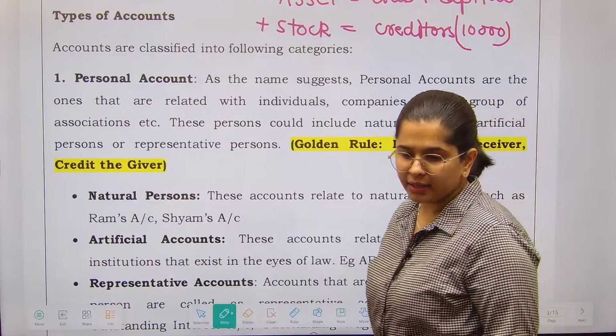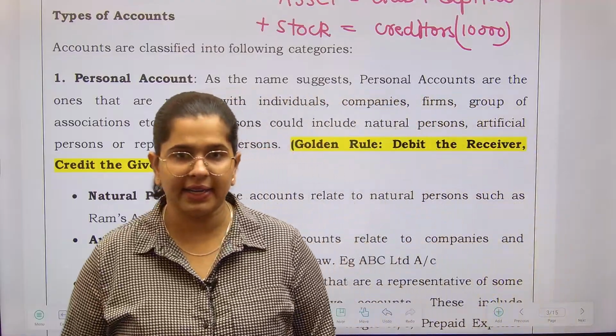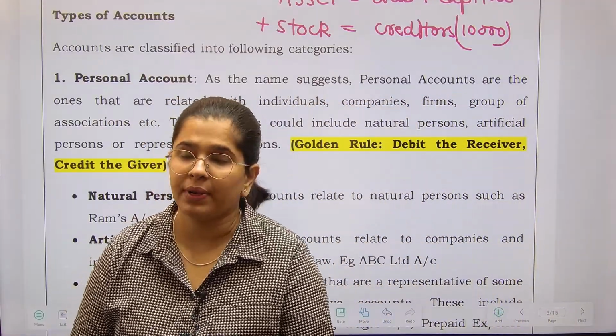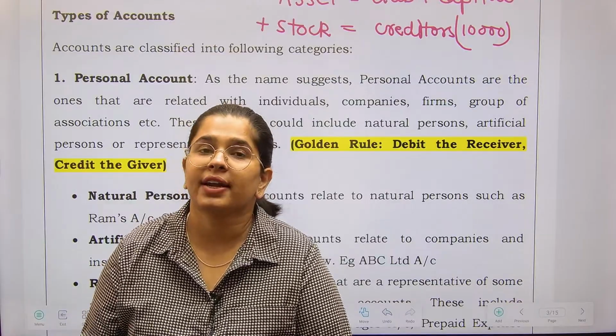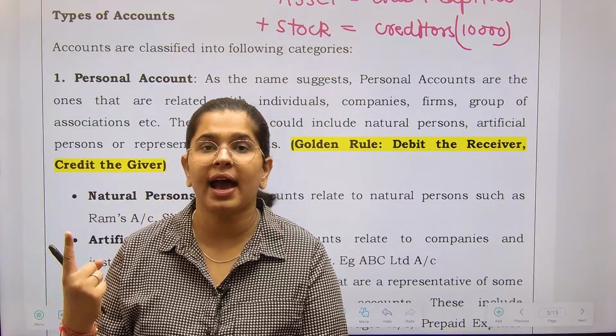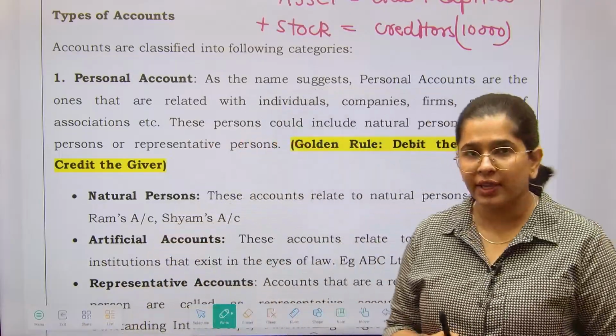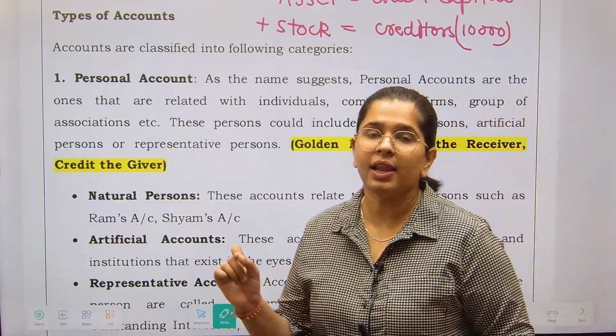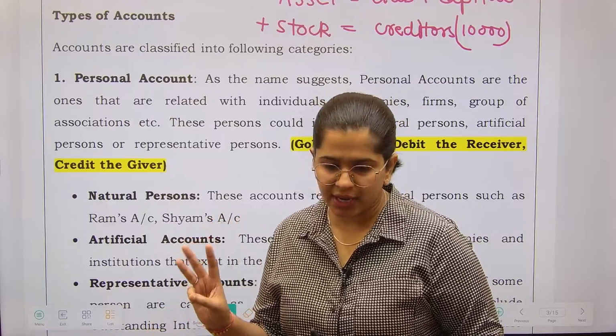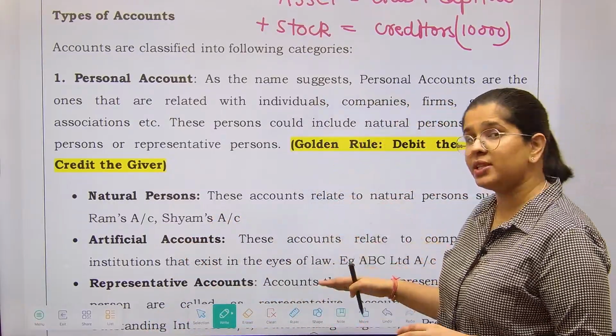So primarily the accounts, that means the kind of accounts we open into our books, are classified into three categories. Number one, we have the personal account. Number two, we have the real accounts. And number three, हमारे पास होते हैं nominal accounts. These three accounts we are going to see the examples of.